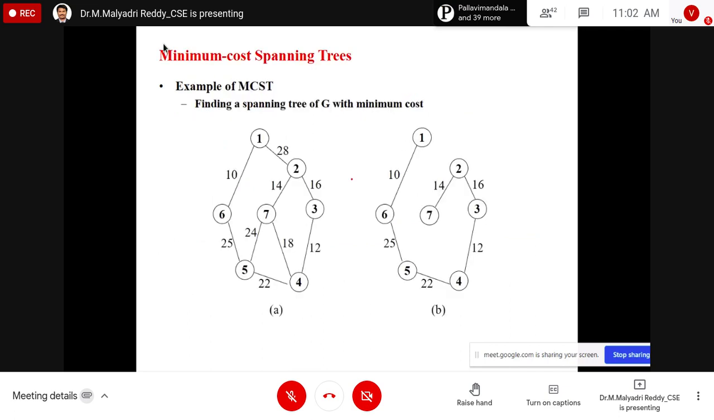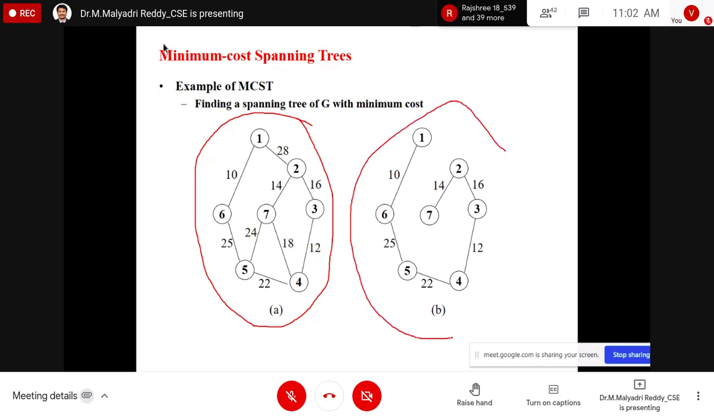I will explain. Suppose you take this one, this is our textbook example. If you take this one, this is the subgraph. For each and every step, I have to reduce the number of edges without forming any loop. So the number of edges is equal to n-1, vertices minus 1. This is the concept of a spanning tree.